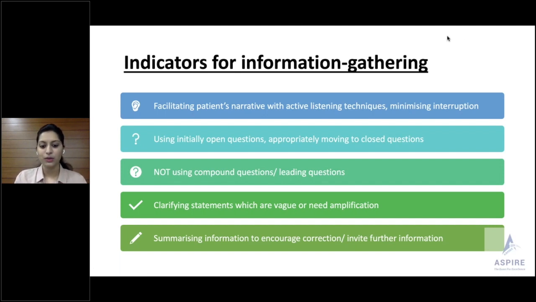Clarifying statements which are vague or need amplification. As I said, in your real work life scenario, you would always clarify something if you didn't understand. So this role play is no exception. You can do the same thing. In fact, if you do that, it sounds more natural and not practiced or rehearsed.